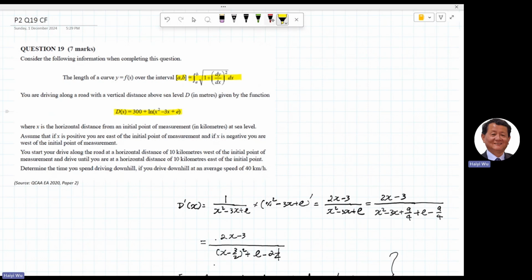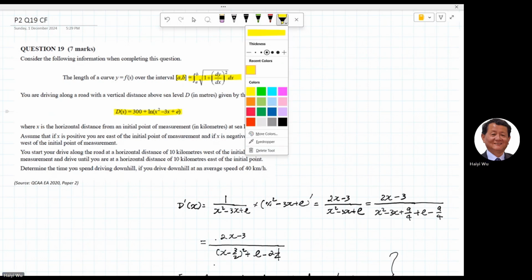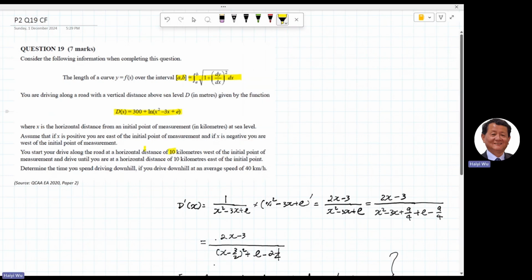So this journey starts at a distance of 10 kilometers west. If it's west, we're using the negative. Here it says x is negative if you are west of the initial measurement, and if it's east, you're using the positive. So the journey started 10 kilometers west, so it'll be negative 10 kilometers, driving horizontally towards the right, east.